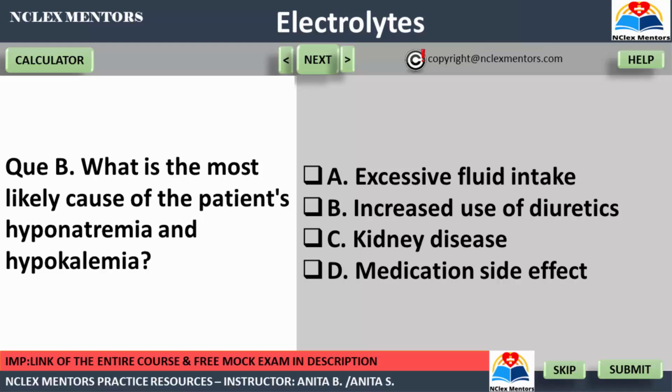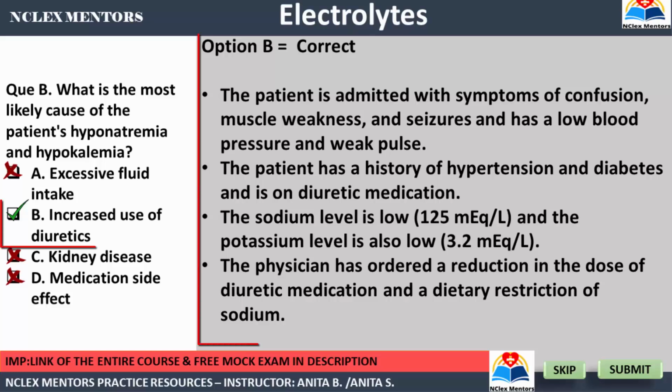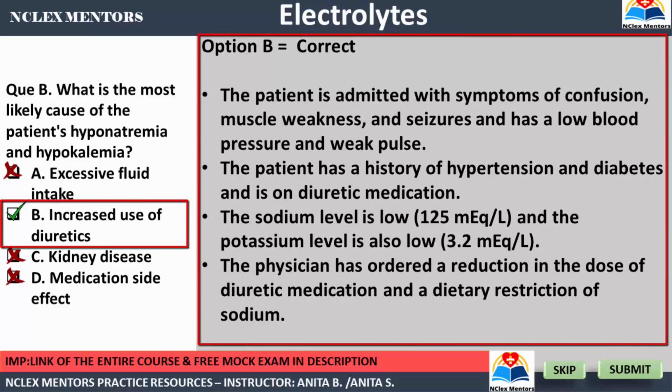All right, let me reveal the right answer to you. The right answer is option B, or increased use of diuretics. The patient is admitted with symptoms of confusion, muscle weakness, and seizures and has a low blood pressure and weak pulse. The patient has a history of hypertension and diabetes and is on diuretic medication.